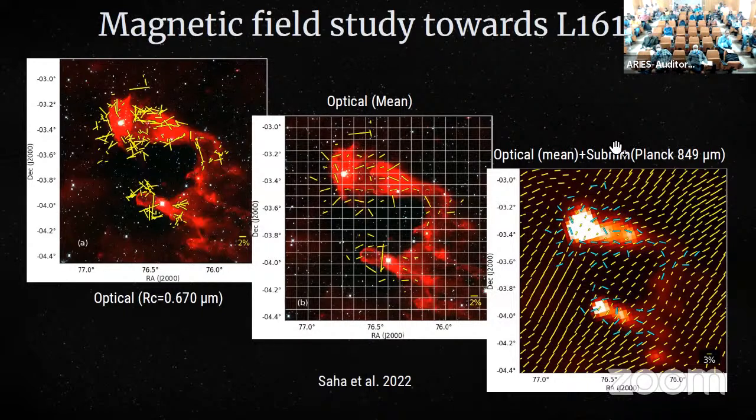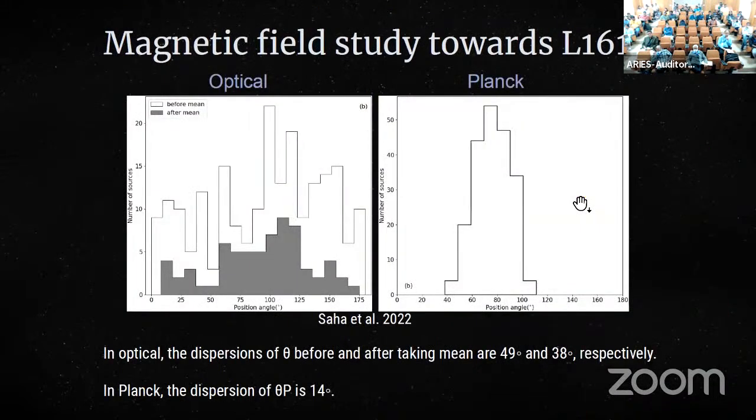And to compare this randomness, we have presented the histograms of position angles in optical and Planck. So here are the optical polarization position angles. The white histogram shows the position angles before taking the mean, and the gray histogram shows the position angles after taking the mean.